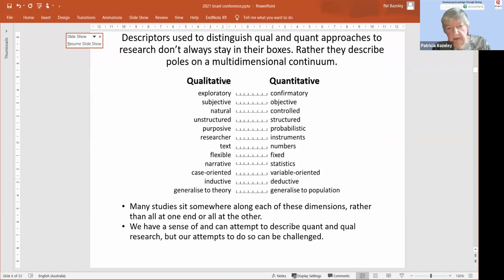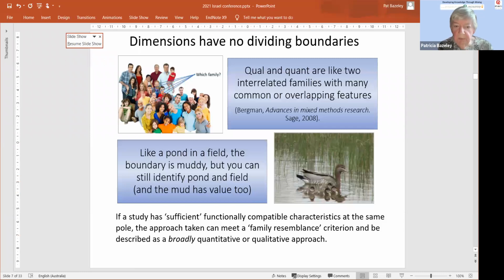But if you say that the study, these are the things that tend to be associated with one or the other approach. And so if you have sufficient and functionally compatible characteristics listed under the qualitative end of the pole, then we could recognise that as taking a qualitative approach. And similarly, on the opposite pole, we could recognise it as being a quantitative approach. And as I said, most studies seem to end up in the muddy bit in between.